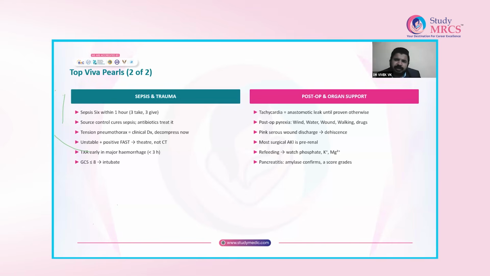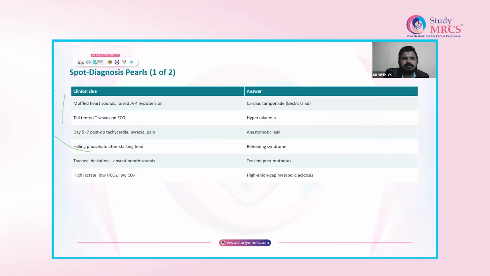Most surgical acute kidney injury is pre-renal. In refeeding syndrome, always watch phosphate and other electrolytes. In acute pancreatitis, amylase and lipase confirm the diagnosis, but you always require a scoring system like Ranson, modified Glasgow or APACHE II to assess the severity. Muffled heart sounds, raised JVP, hypotension: that's cardiac tamponade, Beck's triad. Tall tented T waves on ECG: that's hyperkalemia.